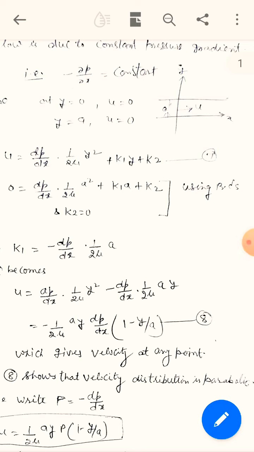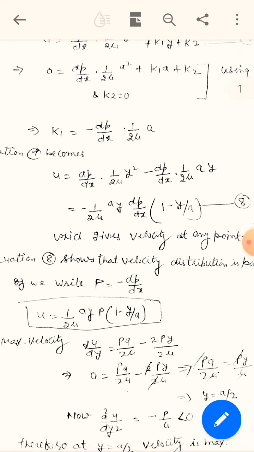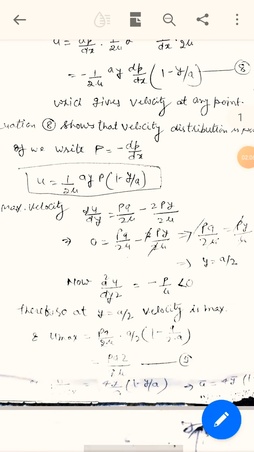Using these boundary conditions, we get k2 is equal to 0 and k1 is equal to minus dp by dx into 1 upon twice mu into a. Using these in equation 7, equation 7 becomes u is equal to minus 1 upon twice mu into dp by dx into y into 1 minus y upon a, which is equation number 8. Equation 8 gives the velocity at any point and shows the velocity distribution between the parallel plates. If we write minus dp upon dx is equal to P, then the equation becomes u is equal to 1 upon twice mu into P y into 1 minus y by a.